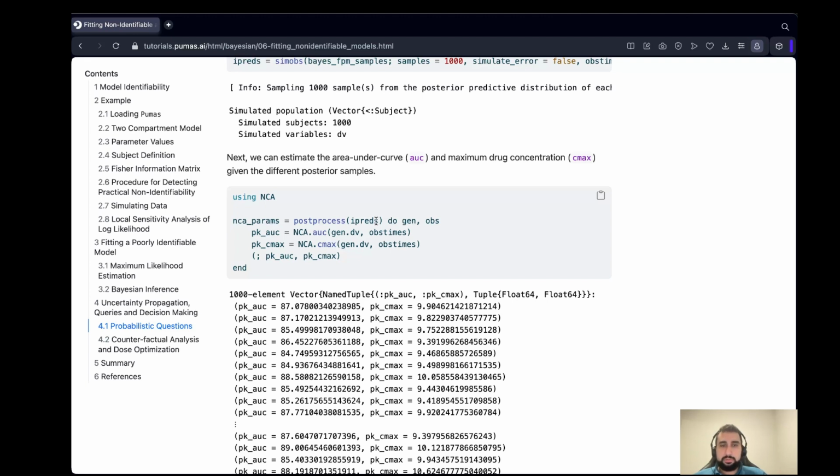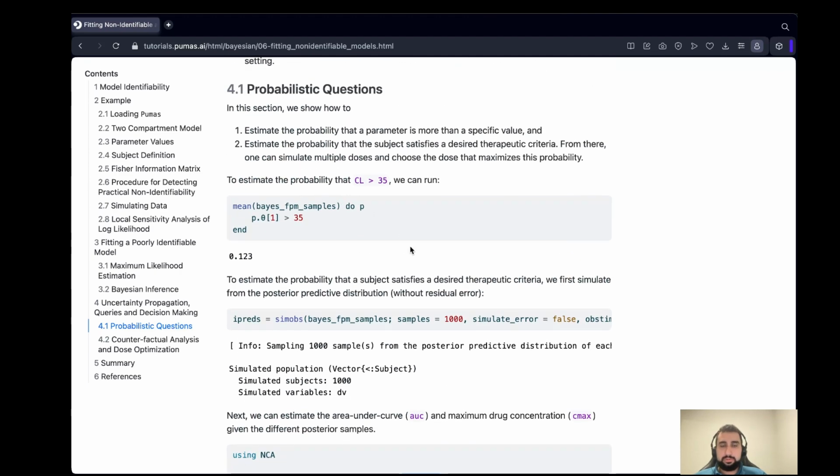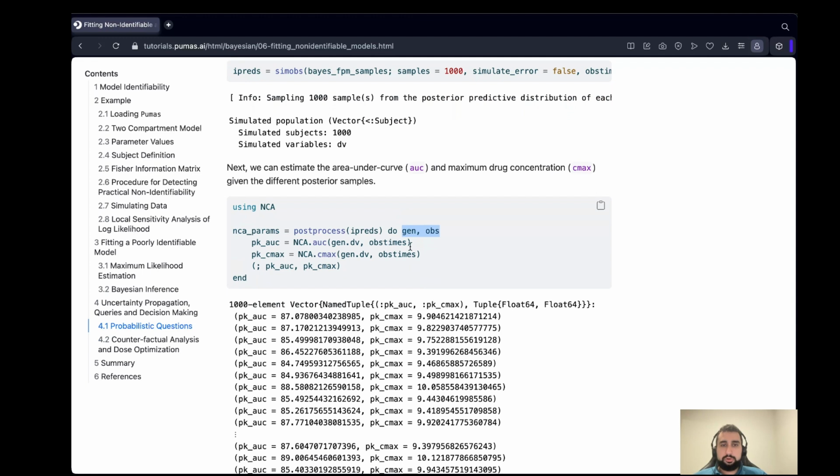So here we have, again, the same do block syntax. But in this case, instead of just having one variable here, we have two. So normally we just have one variable p, or some parameter values that we were looping over. But here we have two different variables. Gen basically stands for generated. So this is all the generated quantities in your model. So you could access all of your various intermediate values in your model in the form of a named tuple. So this is the named tuple where I can access the dv field, for example. So the dv field would be the predicted value of dv, or the generated value of dv. And then I have the observation. So this is the observed value.